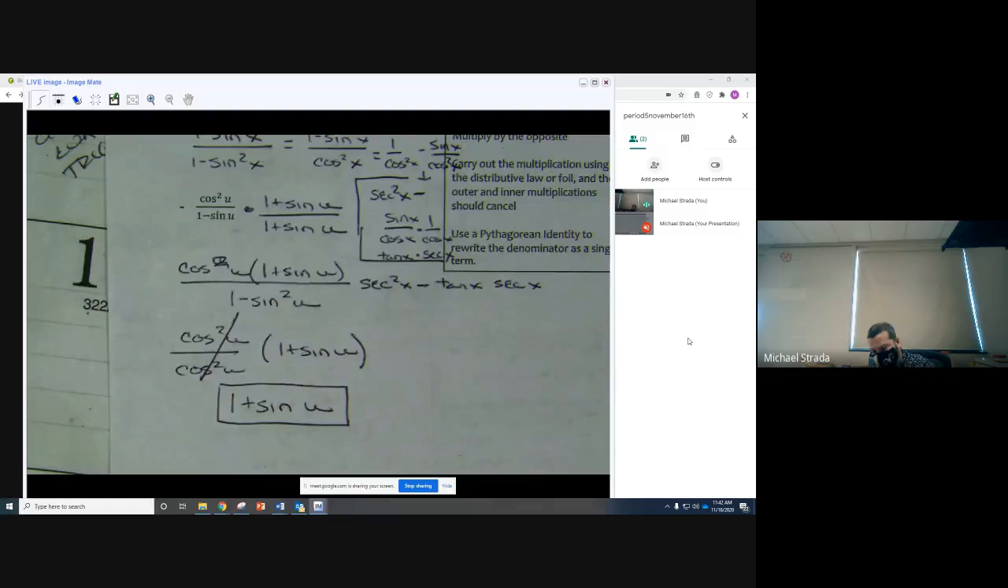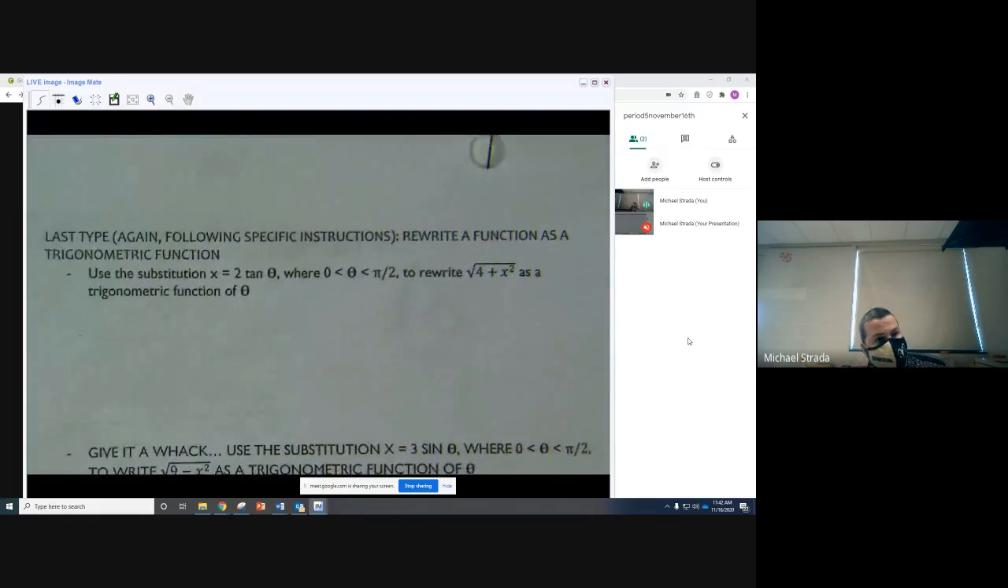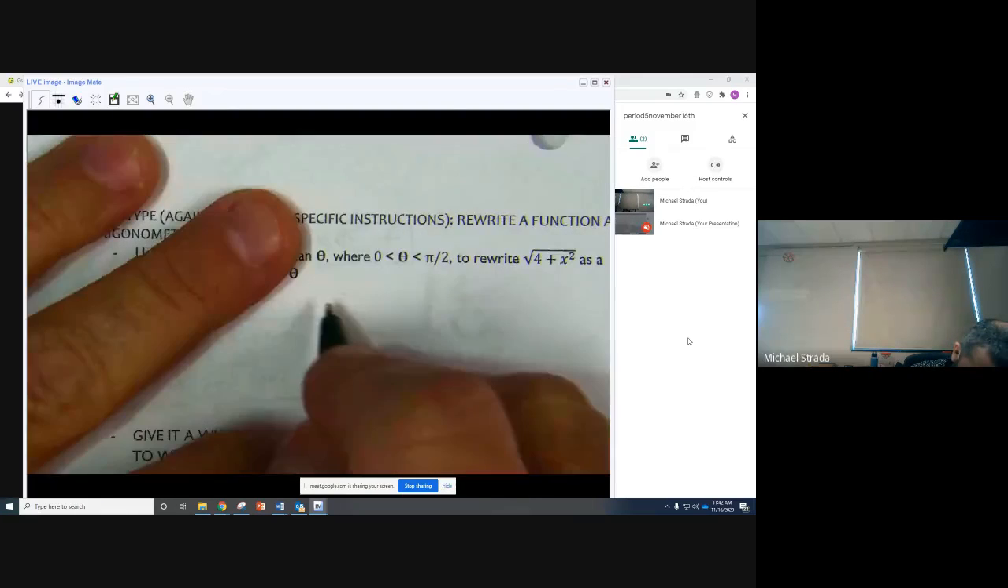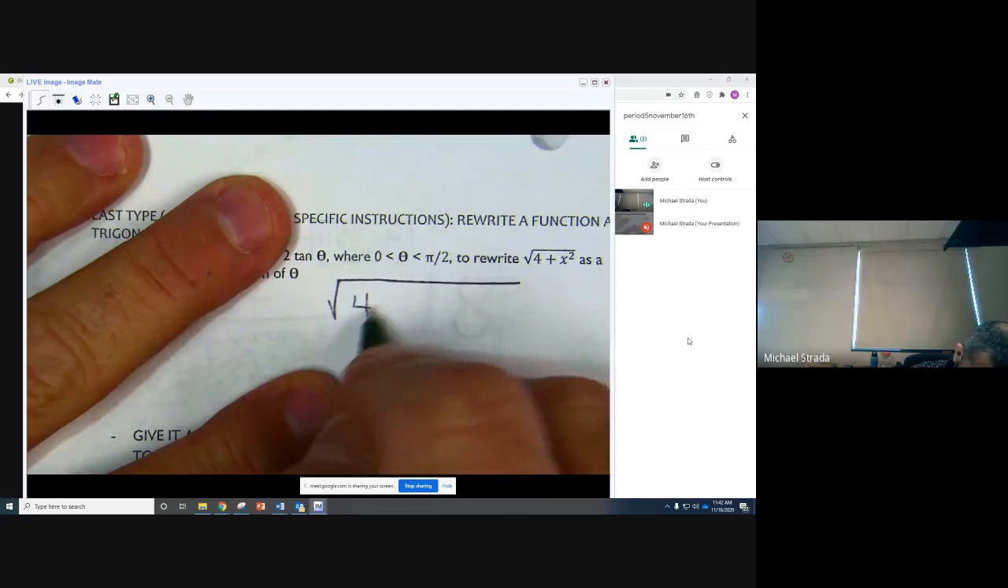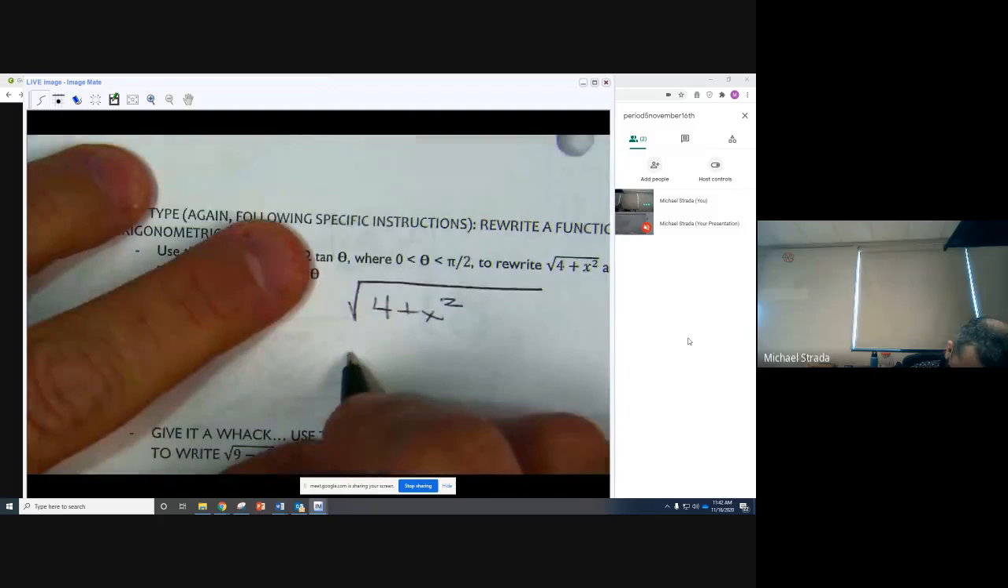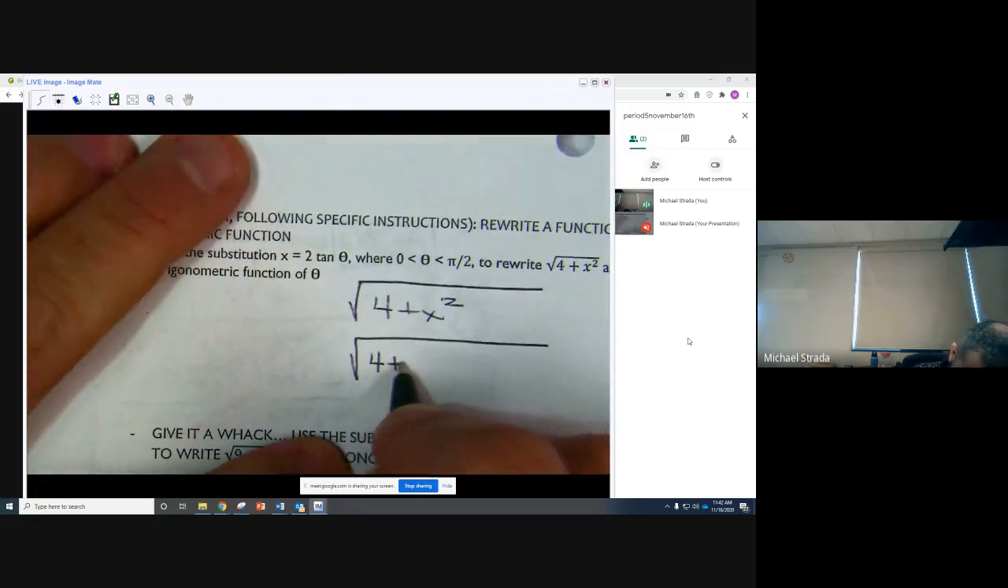All right, now the last thing we're going to do is substituting. So it says, write a function as a trigonometric function. Use the substitution x equals 2 tangent theta, where 0 is less than theta is less than pi over 2, to rewrite 4 plus x squared underneath the square root symbol as a trigonometric function of theta. Okay, so square root of 4 plus x squared. Square root of 4 plus 2 tangent theta.